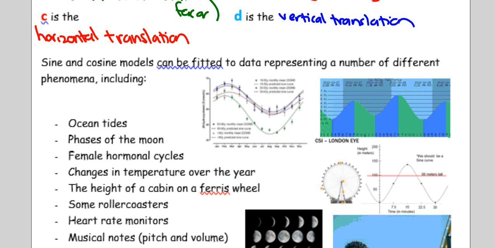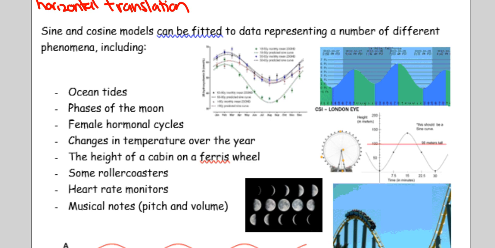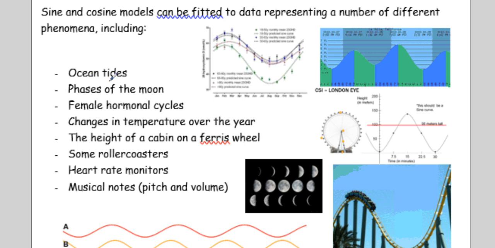Okay, so let's move on. Sine and cosine models can be fitted to data representing a number of different phenomena. Someone did an IA on ocean tides in Bermuda. Remember you get high tide and low tide? Sometimes high tide's not exactly always the same time, sometimes it's a bit lower than others.